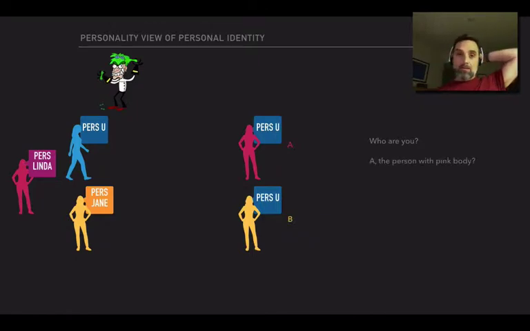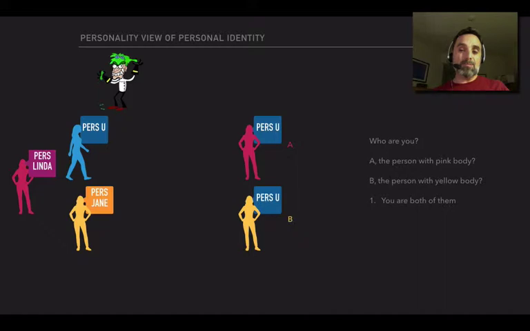Are you A, the person with the pink body? Are you B, the person with the yellow body? Each of them have your personality. Are you them? Well, there are a couple possibilities. Maybe you're both of them. Maybe you are A and also B, numerically identical, so there's one object, one thing. Or maybe you're A but not B. Maybe you're B but not A. Or maybe you're neither of them. Those are the four possibilities.